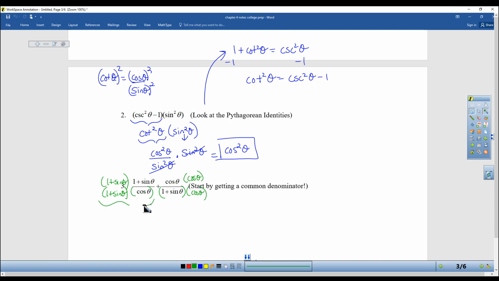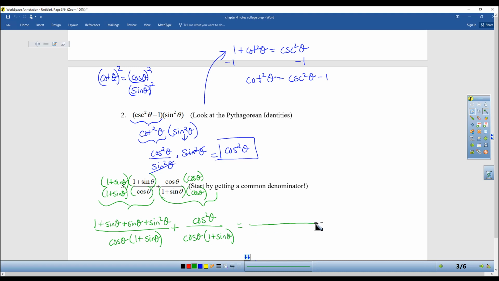So this first one will be, if I do FOIL, first, outer, inner, last. And all of that is over cosine of theta times 1 plus sine of theta. And then this next one is easier, cosine squared theta. And then you'll also have cosine theta times 1 plus sine theta.